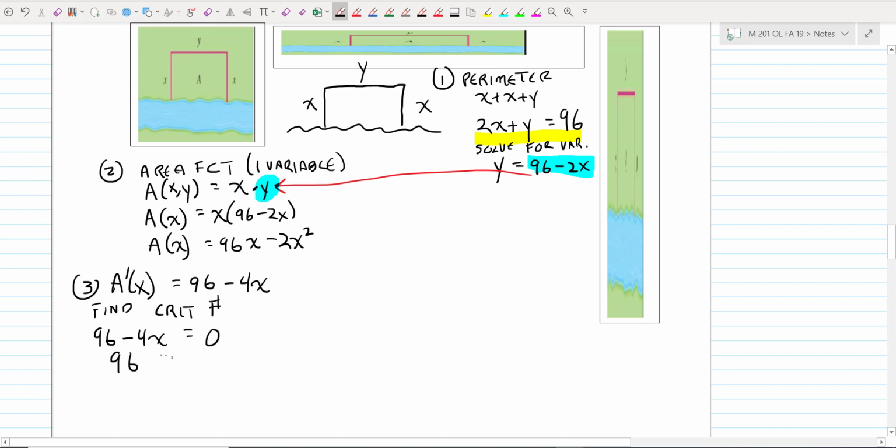Move the 4x to the other side, and then divide by 4, like that. So that'll be 24.